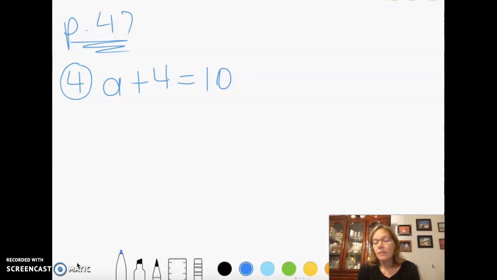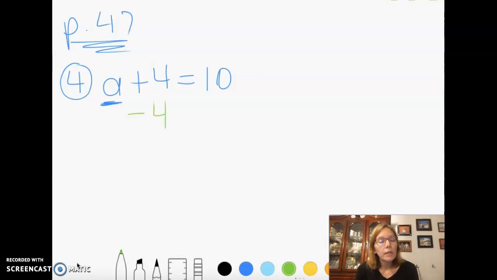So I see that my variable in this equation is a. A is my variable. Remember, a variable is any letter that we're using in algebra. So what is happening to a? Plus 4 is happening to a. So I need to do the opposite. The opposite of plus 4 is minus 4.